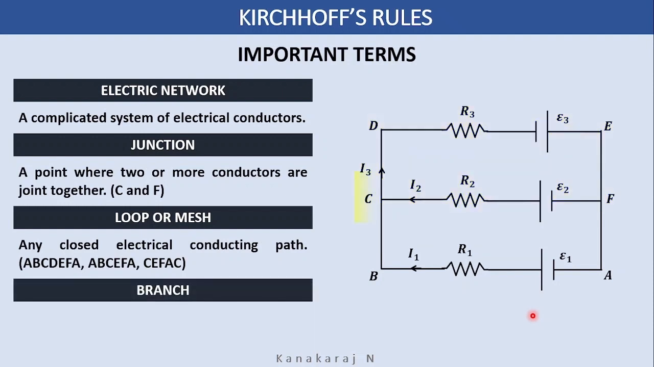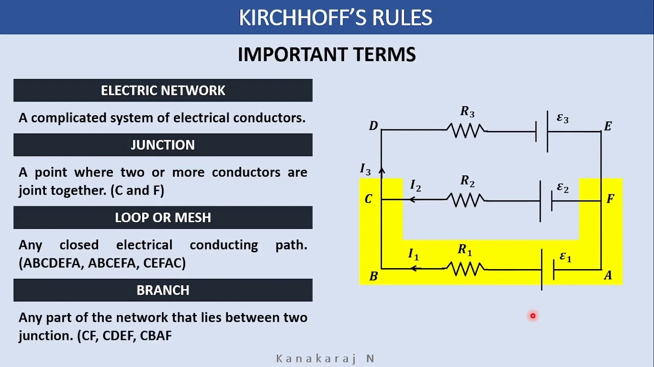A branch. C is a junction and F is a junction. A part of electrical network between the junctions is called a branch. This is the first branch. C, D, E, F is the next branch. C, B, A, F is the third branch. Any part of the network that lies between two junctions is called a branch.